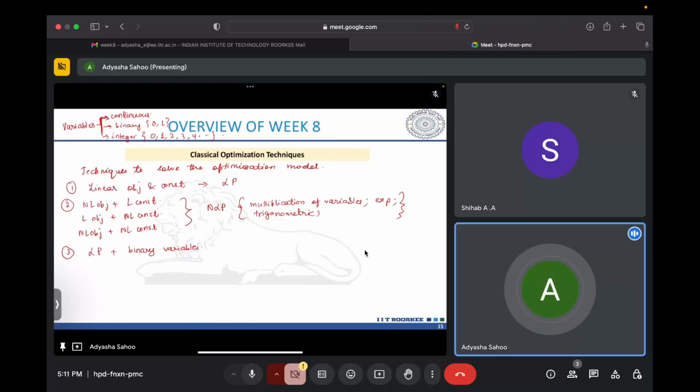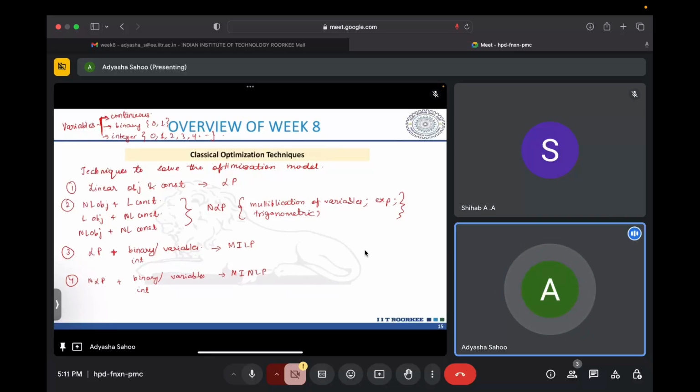So if you have LP with binary or integer variables, we convert it into a mixed integer linear programming type problem. And if in an NLP problem you have binary and or integer variables, that becomes your mixed integer nonlinear problem, MINLP.